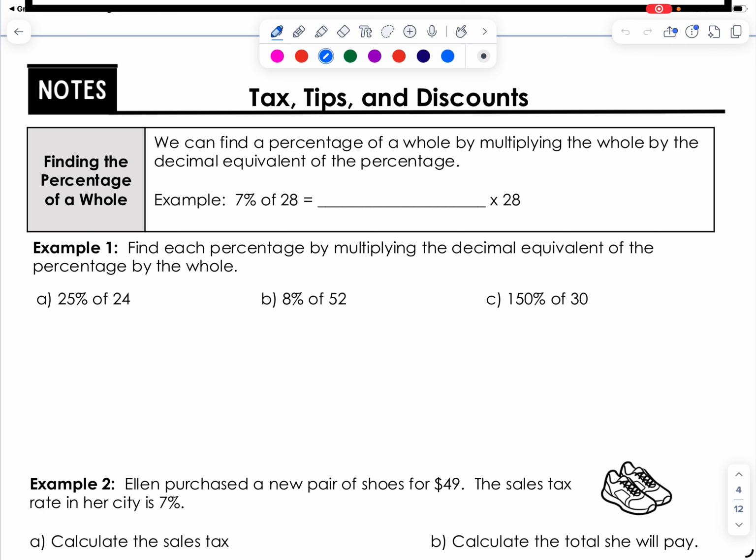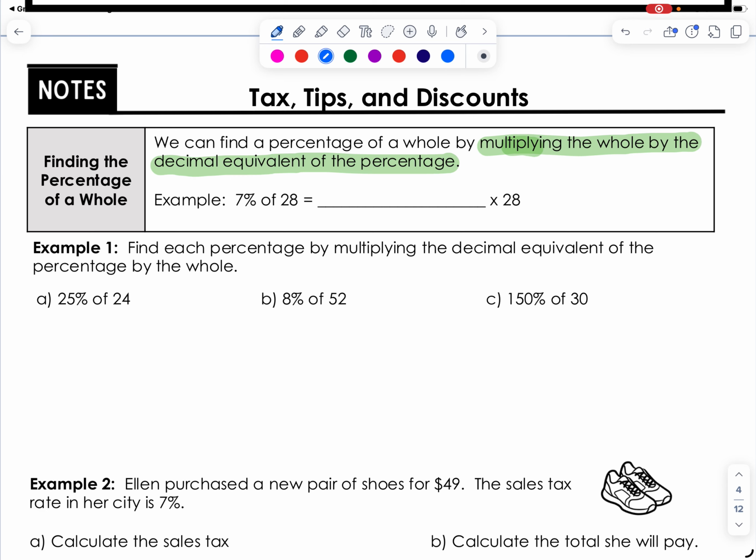Before we start, I want to talk about a shortcut we can use when we're finding the percentage of a whole. In previous lessons, we've been using the percent proportion to solve percentage problems. But when we're finding the percentage of a whole, we can do that by multiplying the whole amount by the decimal equivalent of the percentage.